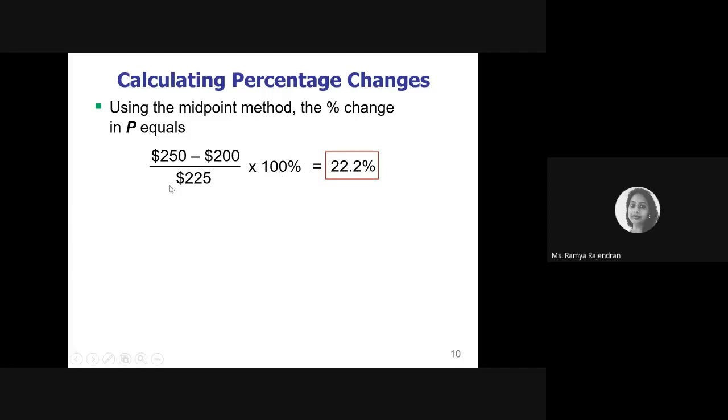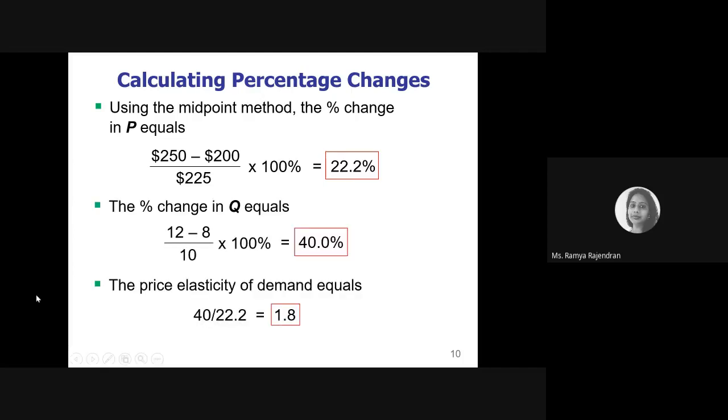See, here we are using the midpoint value of 225 for 200 and 250. So we get the price change as 22.2%. And for the quantity, for 8 and 12, the midpoint is 10, because it's halfway between both points. So the percentage change in the quantity is 40%. So here the price elasticity of demand is 1.8. If you compute it from A to B or B to A, we'll have the same number.